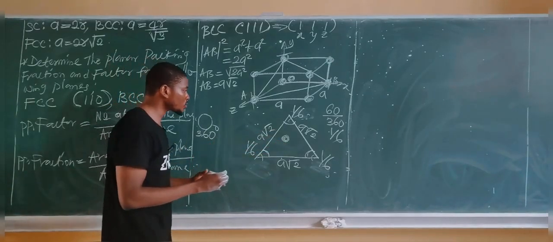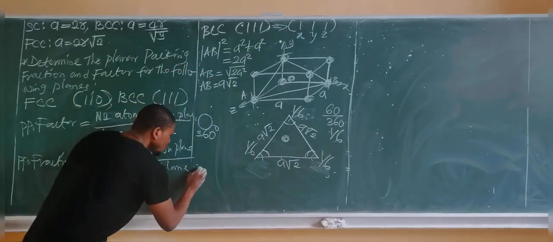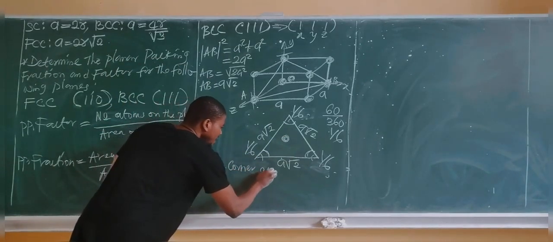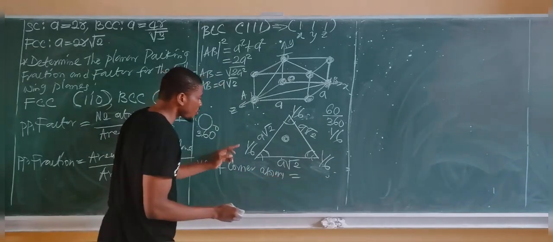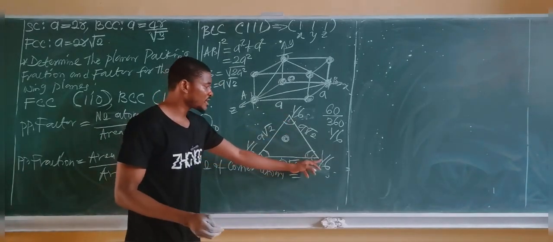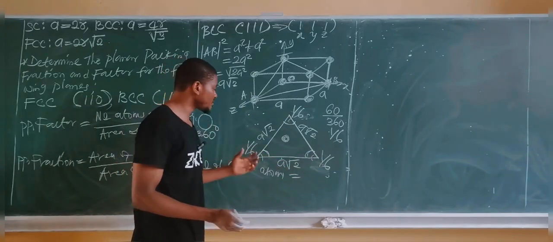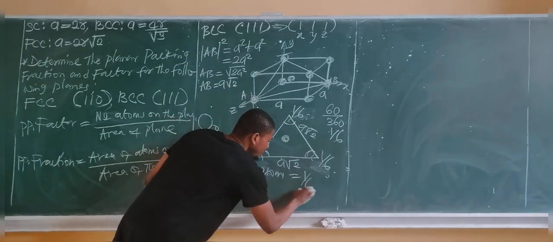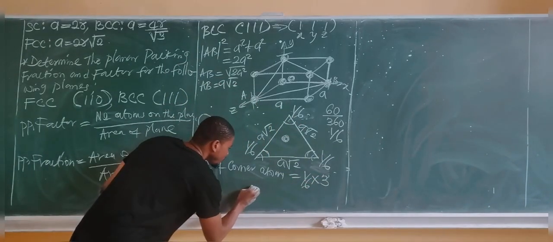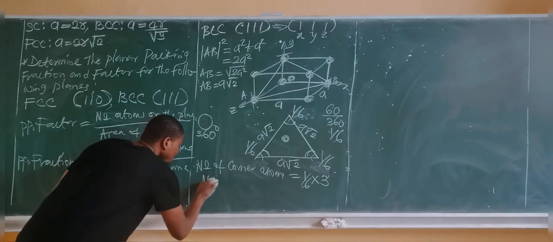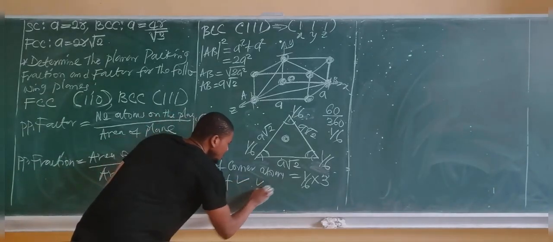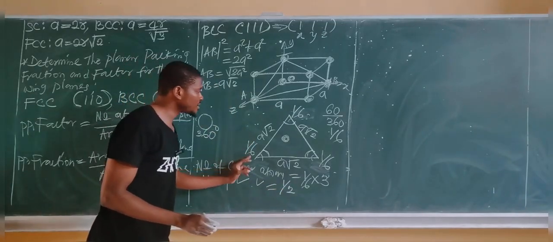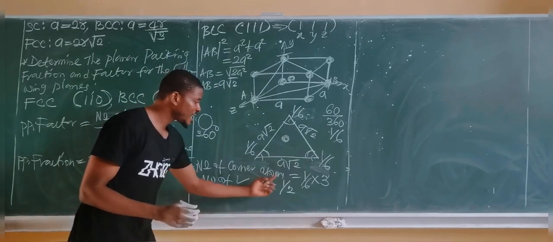So in total, the number of corner atoms is now equal to 1/6 plus 1/6 plus 1/6. Since there are 3 of them, 1, 2, 3, it becomes 1 over 6 times 3. The number of corner atoms is now equal to 1 divided by 2. That means these 3 corner atoms combine together to provide half of an atom.